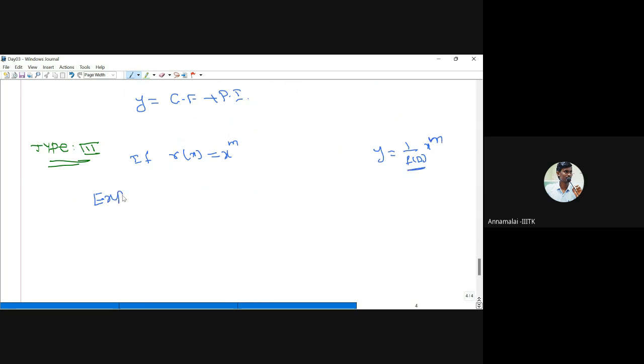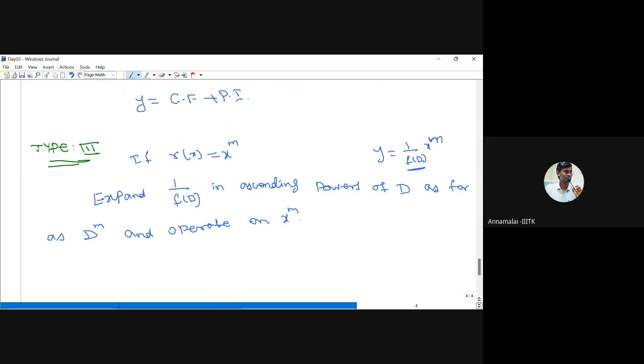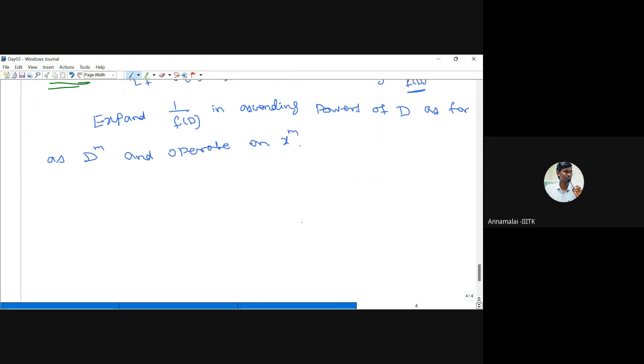So expand 1 by f of d in ascending powers of d as far as d power m, and operate on x power m with each term. So d is nothing but just the derivative. So d power n means what? We have to differentiate n times.